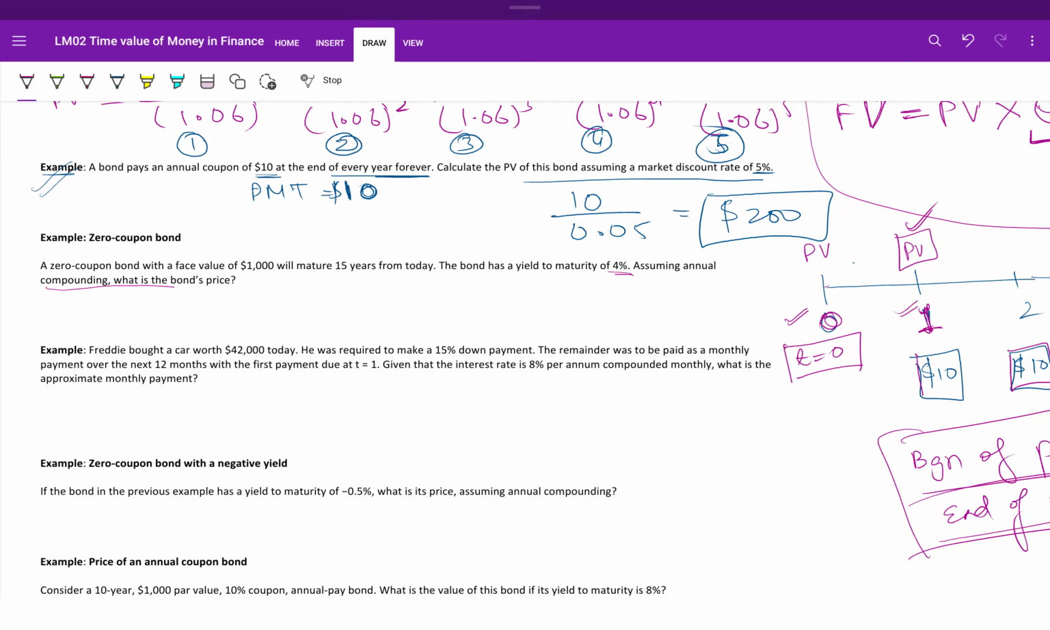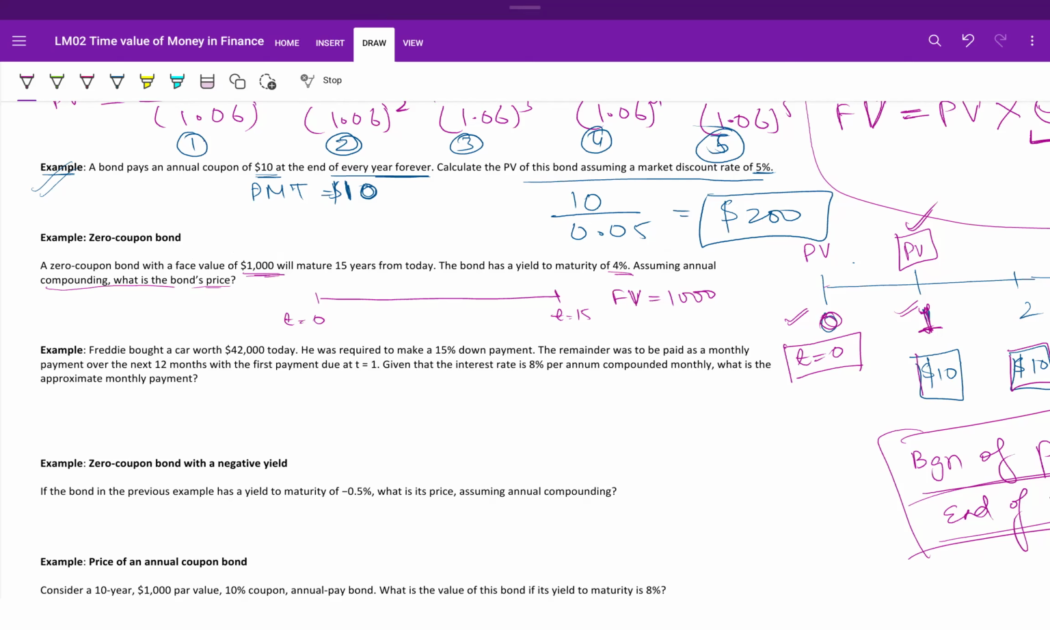The more questions we do, the better. The concepts are being tested, so we develop a better understanding. That's why it's very important to do as many questions as possible. So the face value is $1,000. What does this mean? Always try to make a timeline, at time zero and at time 15 years. This is the face value, which means this is the future value of the bond. $1,000 you are going to receive. So future value is $1,000.